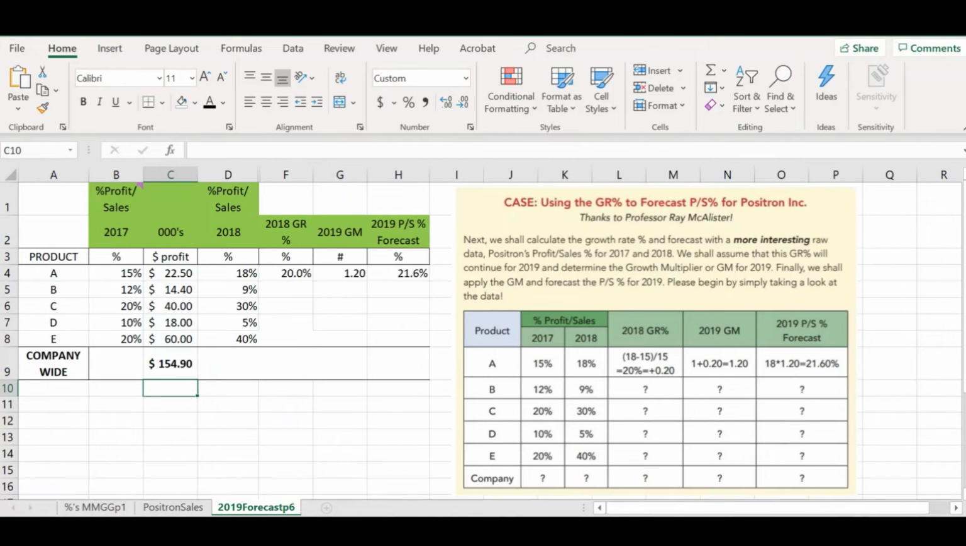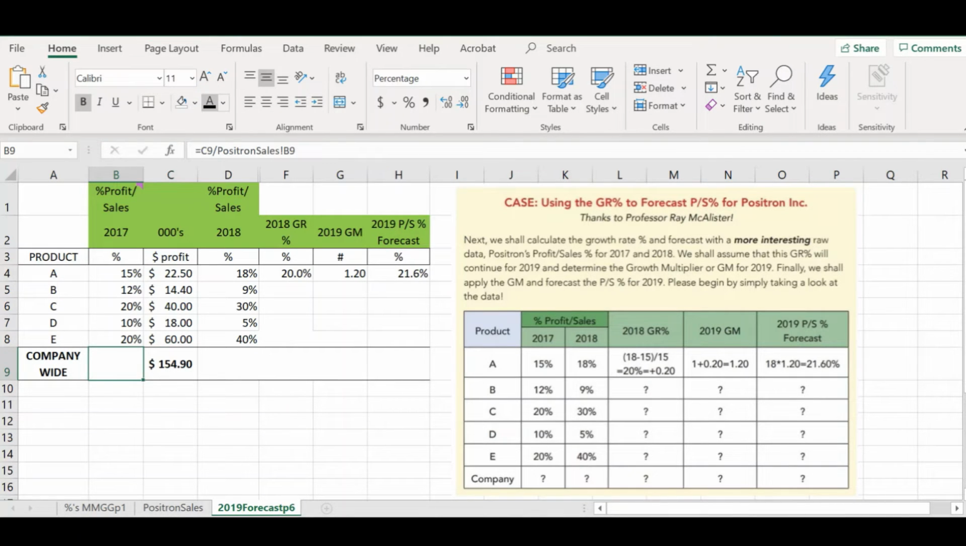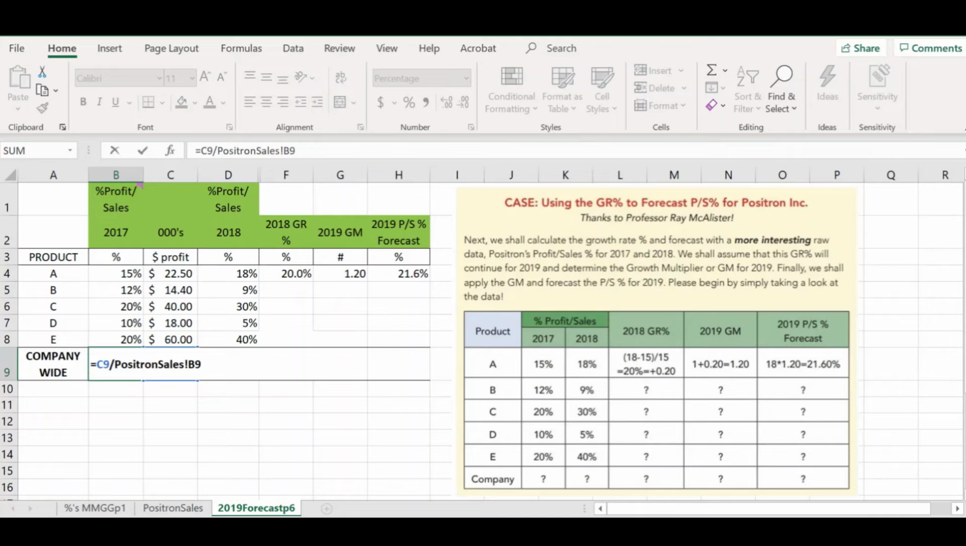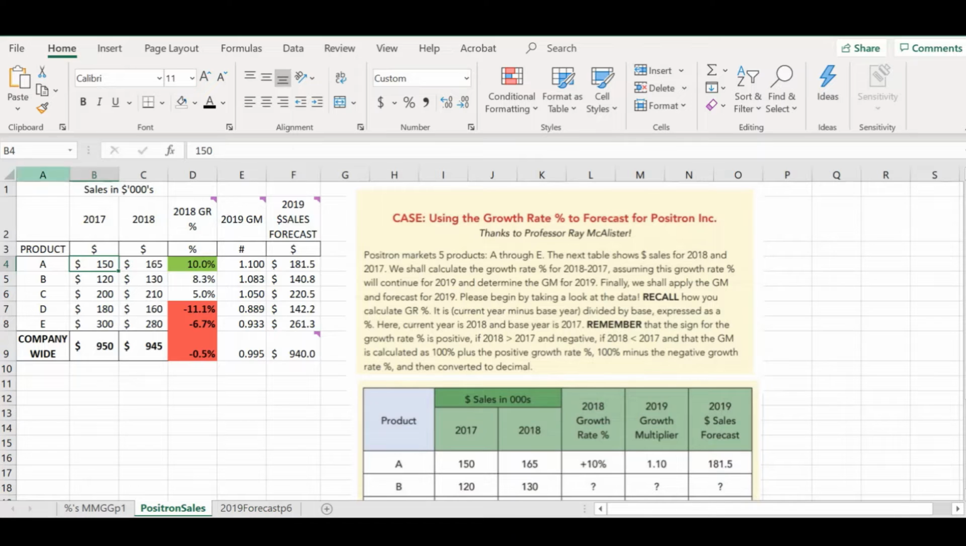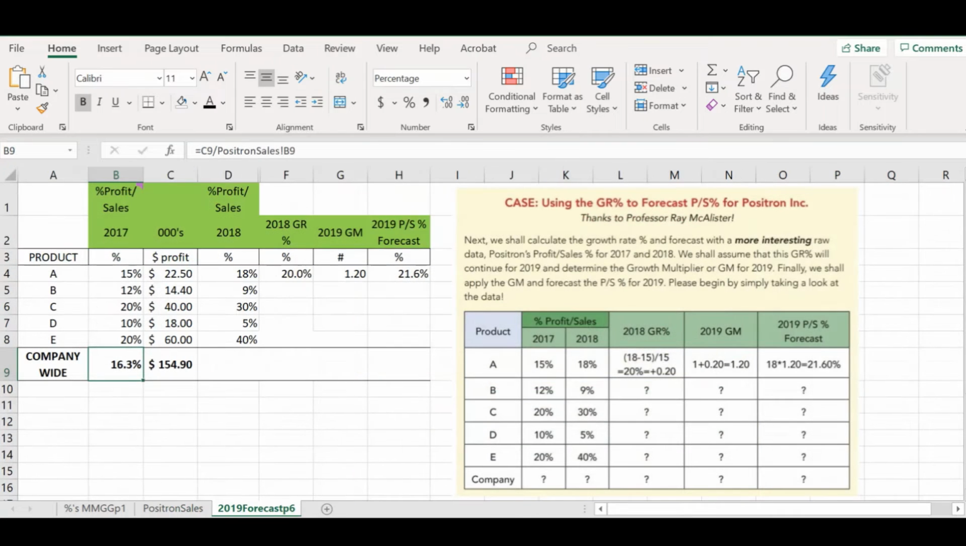Well, that means I will take this number, in C9, our total profit in 2017 of sales, and do what? I'll divide it by, that's right, the Positron sales figure that I came up with in the other spreadsheet. Let's go over and take a look at that because it's saying go over to B9, okay? All right, so B9 is $950,000.